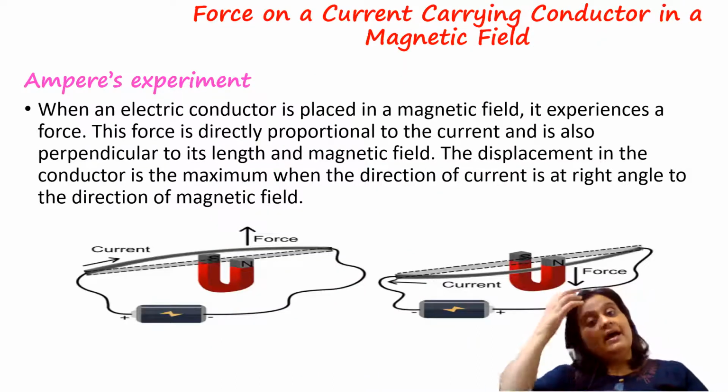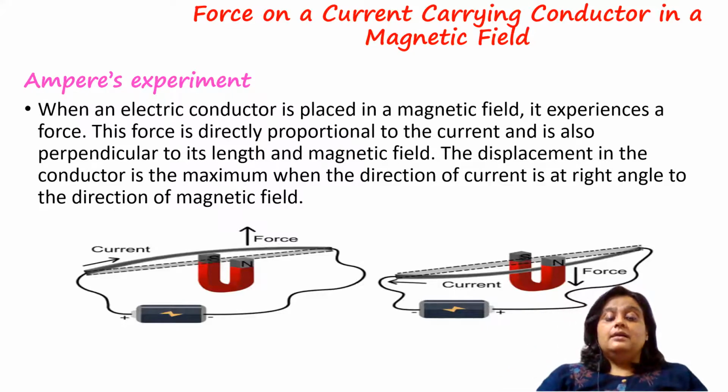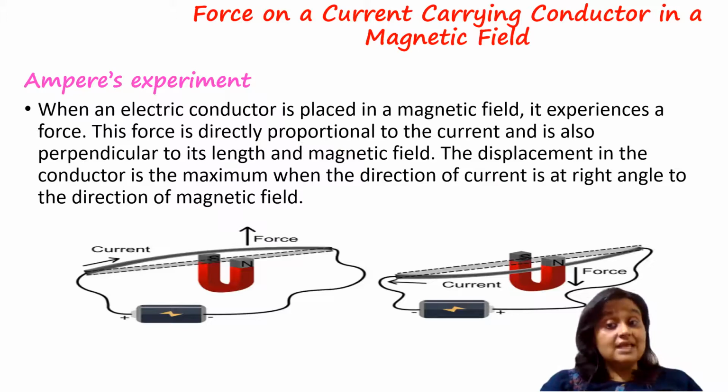The first is force on a current carrying conductor. What is that? If you can see over there, there is a conductor and the current is flowing with the battery, the cell attached in it, and you can see a horseshoe magnet is kept to give the magnetic field. So as the current is flowing in the conductor kept in the magnetic field, what will happen? The rod, the conductor, will experience a force, and that will help it to displace from its position.